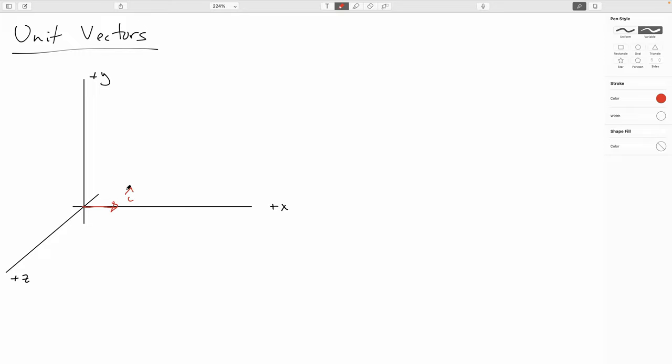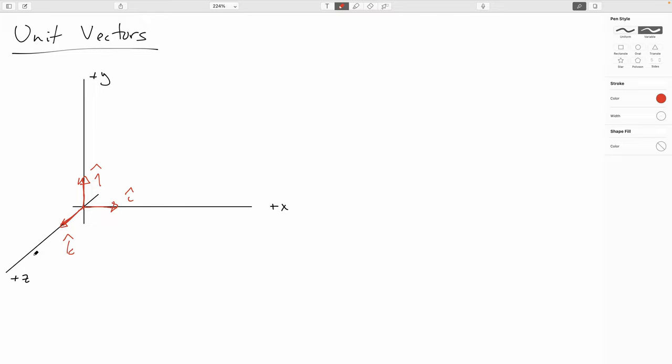I hat, J hat, and K hat. And these are vectors of length 1 that point in the x, y, and z directions accordingly. Now you might ask, why don't you call them X hat, Y hat, and Z hat? And in fact, some people do.